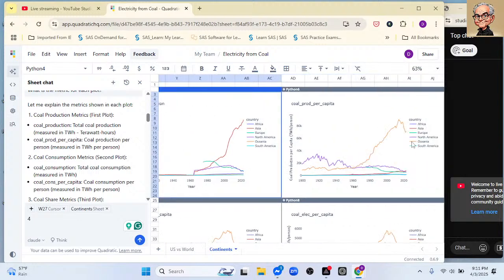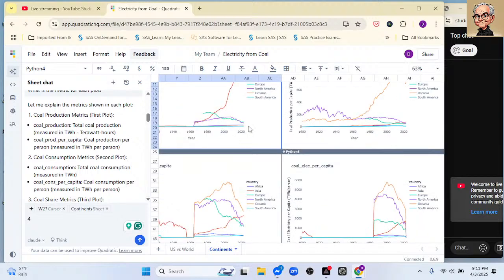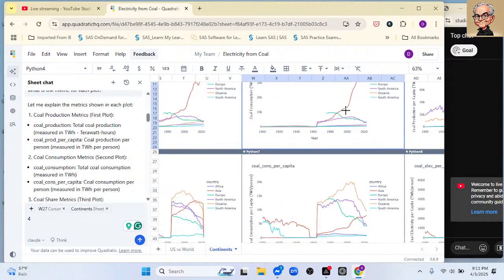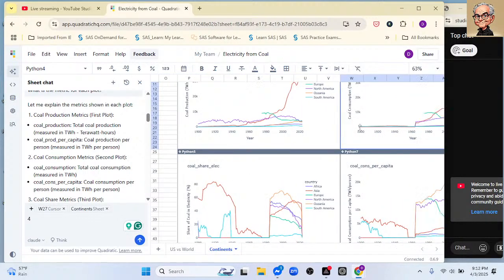Coal production per capita. What's interesting is Oceania, which is basically Australia, New Zealand, and the southern countries, right? Interesting. Coal production per capita for Asia is pretty flat. Interesting. What's next?